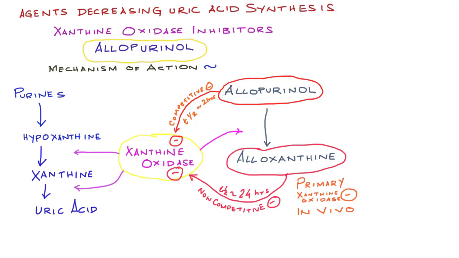Inhibition of this xanthine oxidase enzyme therefore prevents the formation of uric acid in the body and thereby lowers the plasma urate levels. Hypoxanthine and xanthine are all water soluble and they are easily cleared by the kidney.